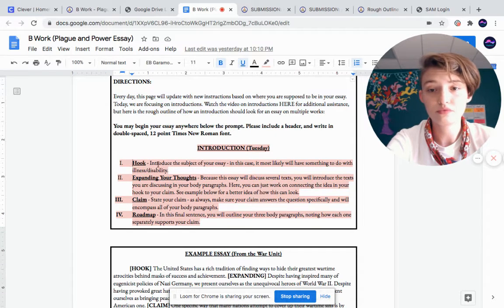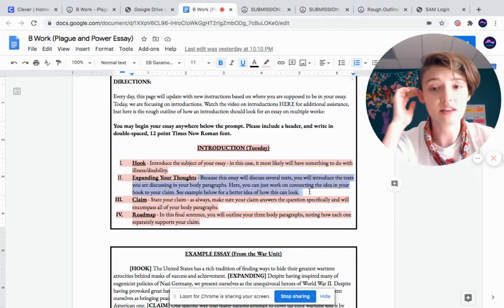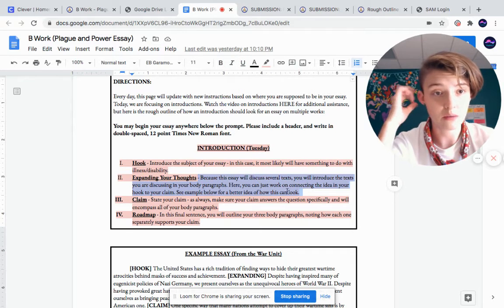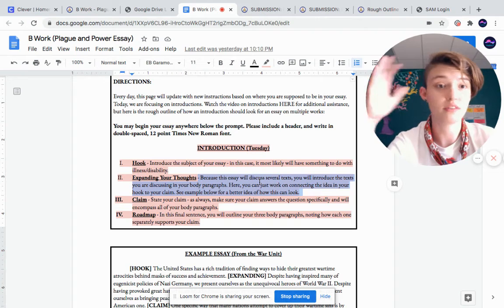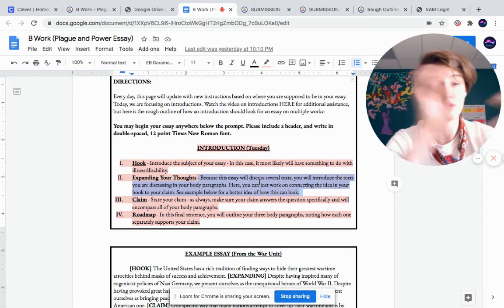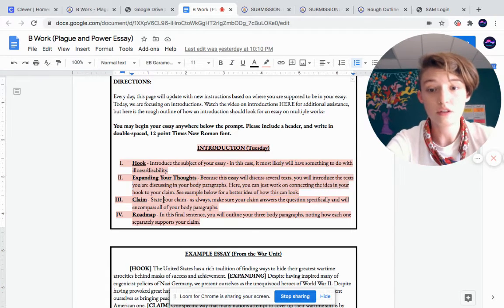So you want to start with a hook. So you're introducing the subject of your essay. In this case, it'll probably have something to do with illness or disability. And then you'll kind of expand your thoughts. Here you can work on connecting the idea in your hook to your claim. I'll talk about that more in a second, but this is sort of like building the idea in your hook to eventually connect it to your claim. Your claim is where you answer the question, where you say like, what is a reaction that people have to illness and disability?